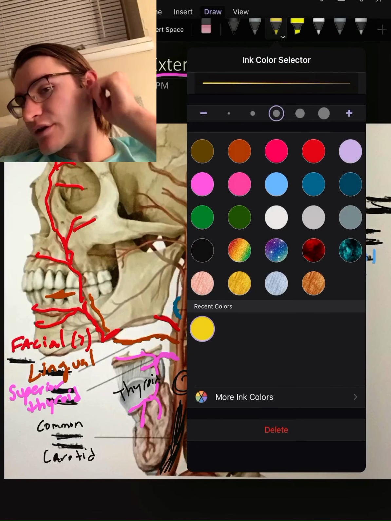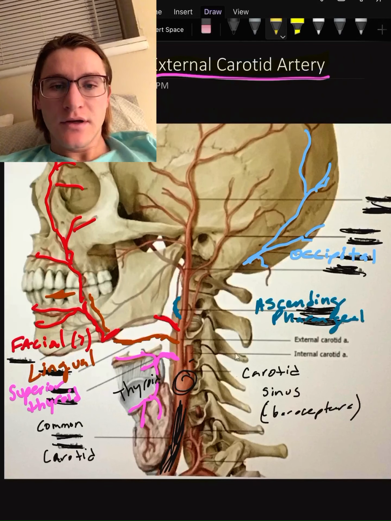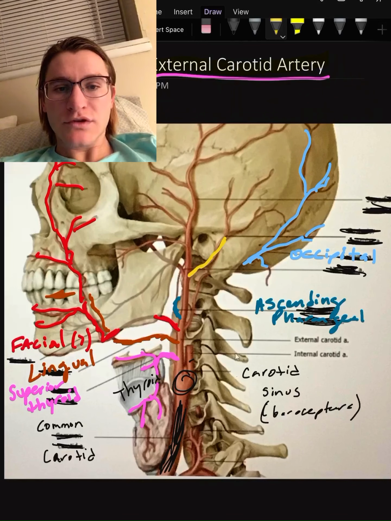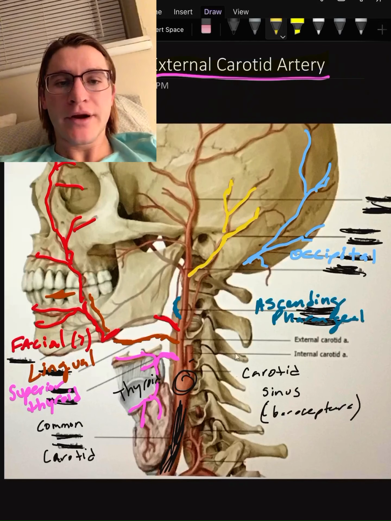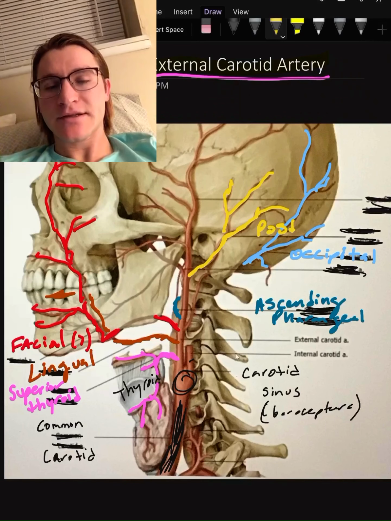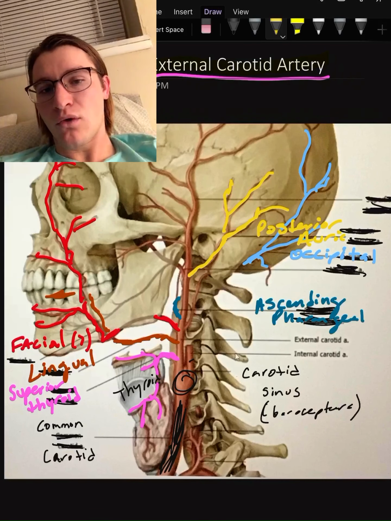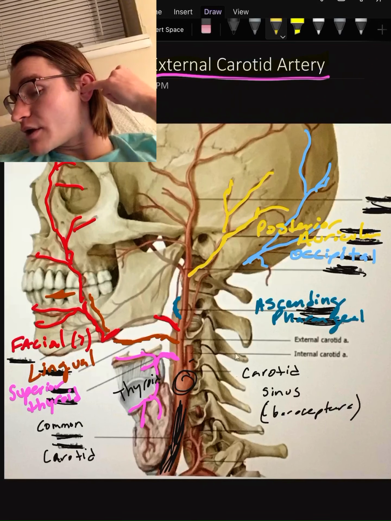Posterior auricular, so auricular is for ear. Posterior, because it's on the posterior side of our head. So which one could that be? Well, it's going to be highlighted in gold here. And that's our posterior auricular branch. That's on the back of our ear. And that kind of makes sense because we can see our external acoustic meatus, which is like our eardrum area, that hole in the middle. That signals that's where the ear is at. It's kind of like my hole here.